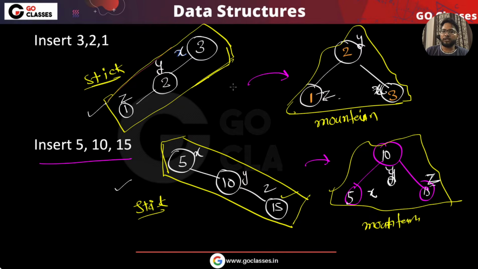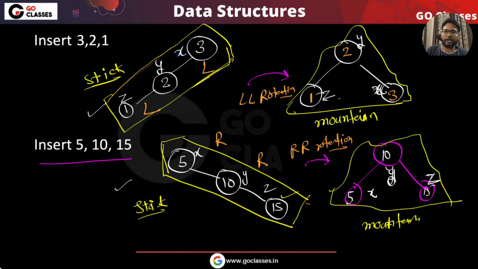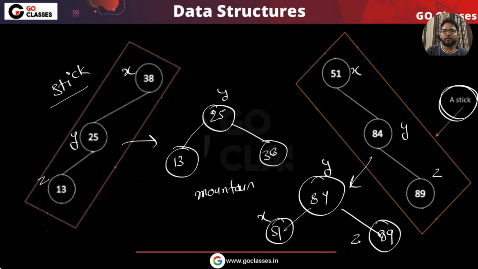Basically, these are the terms. Now if it is this kind of stick, it is called left single rotation, LL rotation. If it is this kind of stick, it is called right rotation, RR rotation. These are just terms. If you want, you can remember it. Otherwise, we will just say stick to a mountain, elbow to a mountain. That is all. I will not say LL, LR or these things. I will not go into this terminology again and again. I'm just telling you for the sake of completion. Otherwise, we don't need it.